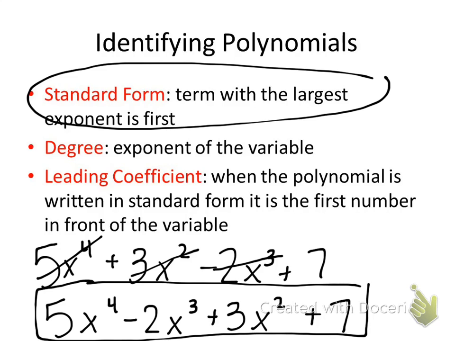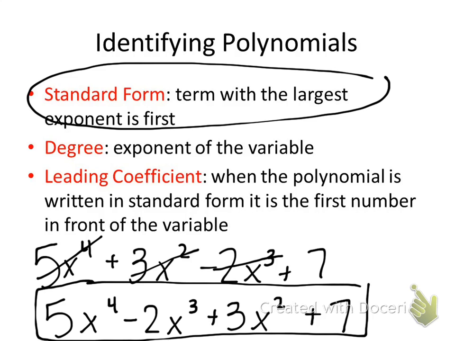The degree, if I were to say, what is the degree of 5x to the 4th power? The degree is the exponent, so you would say 4, okay? What's the degree of negative 2x cubed? 3. What is the degree of 3x squared? 2. What's the degree of 7? 0. There is no exponent, okay? What is the degree of x? 1. Because anytime I don't see an exponent, I know it's 1. If there's no variable at all, it's 0, okay?